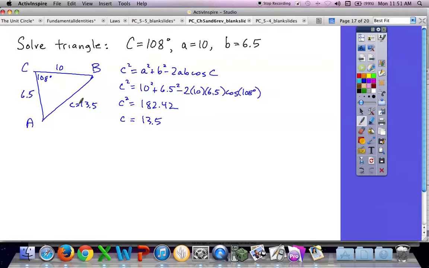At this point, you could use the law of cosines or the law of sines. And just for no good reason, I'm going to use the law of cosines. We switched to law of sines last time. Let's use law of cosines this time. So how about cosine of A?